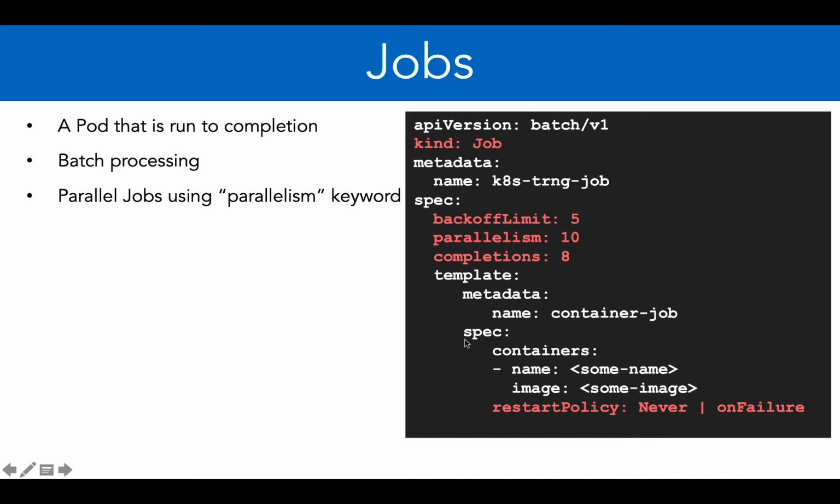Okay, so what is this parallelism? Using parallelism, we can run parallel jobs. So here, as we have mentioned parallelism to be 10, that means we can run 10 jobs at the same time, or 10 containers of the same type. Then you have completions. So completions mean when should Kubernetes mark the job as complete. So as we have 8, it means if 8 applications are run successfully, then the job should be marked as complete.